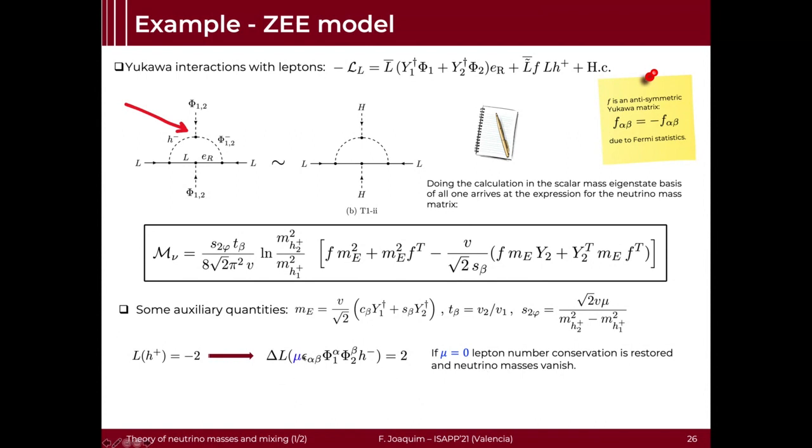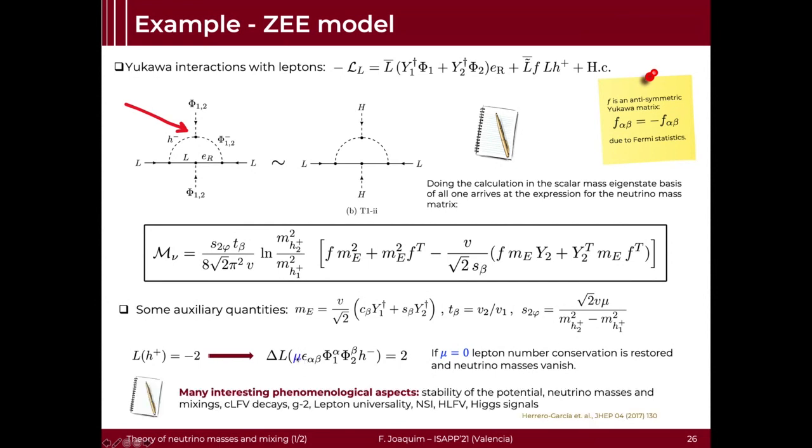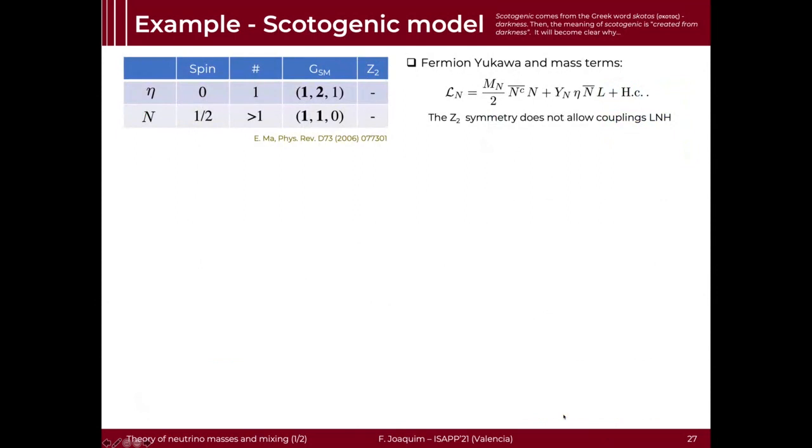Why? Because if mu is equal to 0, you see that immediately the charge scalars do not mix. And if they do not mix, then the neutrino masses are 0 because they are proportional to this mixing among the charge scalars, which is given by mu. So this model has many interesting phenomenological aspects, and again you can see it here in this paper.